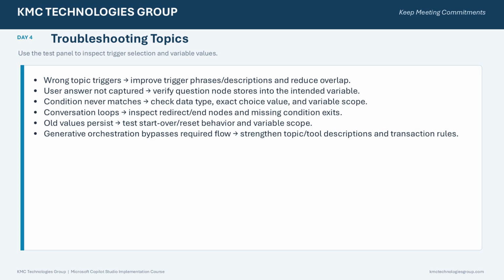If the conversation loops, inspect redirects, end nodes, and missing branch exits. If old values persist unexpectedly, test reset behavior and variable scope. And if generative orchestration bypasses a mandatory flow, strengthen your transaction and topic descriptions.